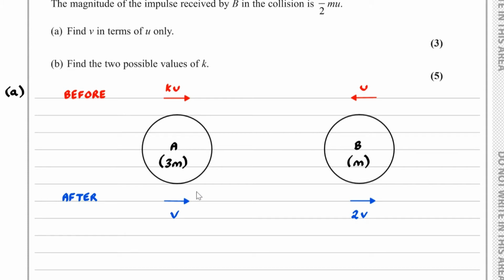Now the problem is we don't know if after the collision they move in the same direction or in opposite directions. So the speed of A after the collision would still be v, but in the opposite direction. So they could either move in the same direction after the collision or in opposite directions. And we are told that the magnitude of the impulse received by B in the collision is 3/2 mu, and that's shown here, and we would have an equal and opposite impulse received by A, 3mu/2.